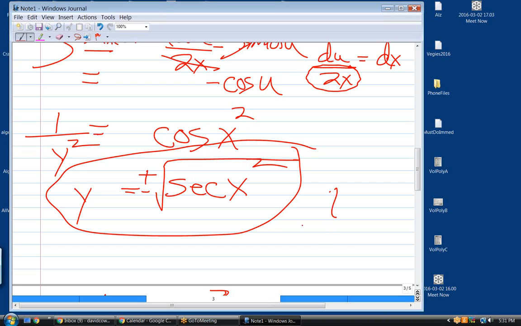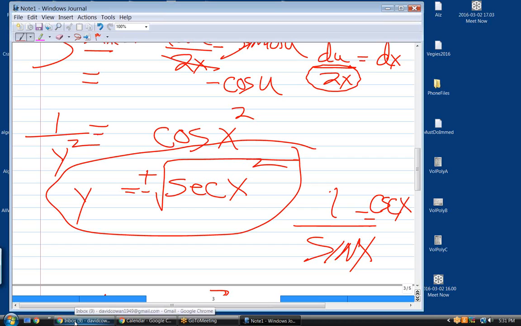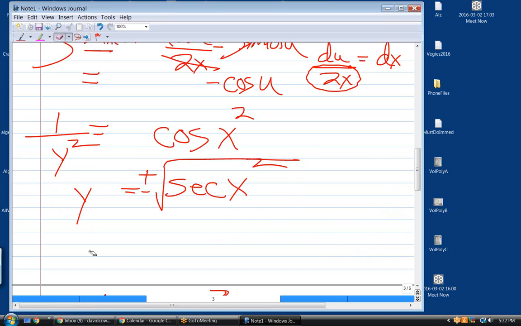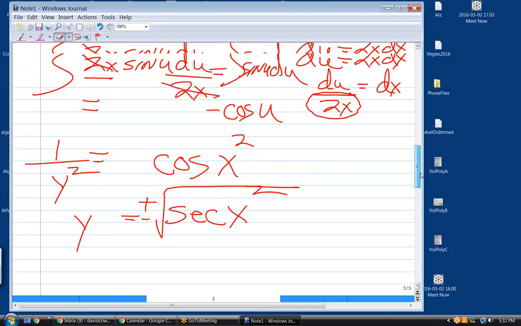I'm never going to give an answer like that. It's kind of like leaving irrational numbers in the denominator. You don't do that. I'm always going to make that answer cosecant x. And similar for what we just did there. That should be a little helpful to you on solving differential equations.